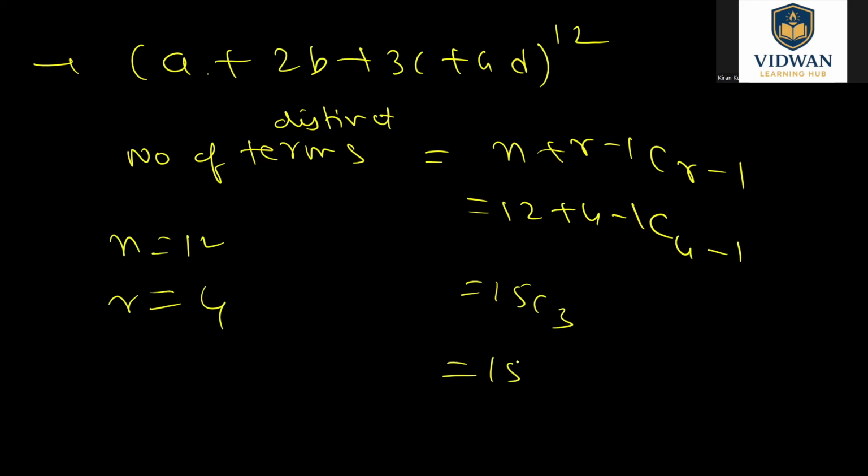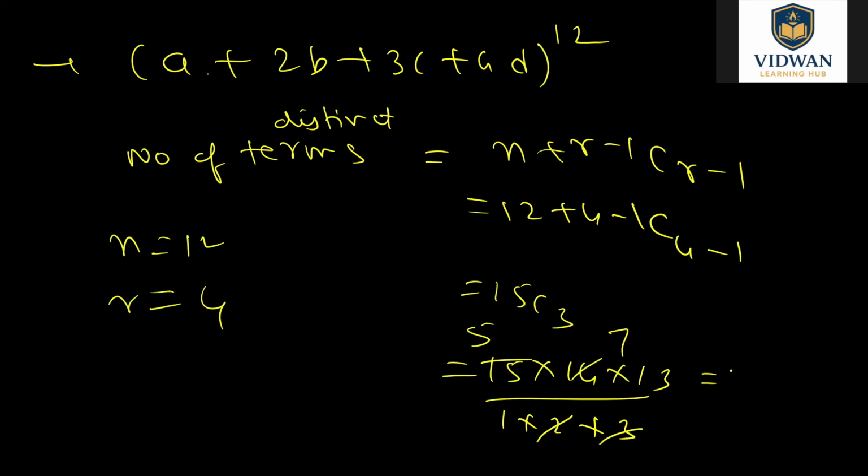What is 15C3? Same as 15 into 14 into 13 by 1 into 2 into 3. So 2 you can cancel 7 times, 3 you can cancel 5 times. So 5 into, yeah, 455. So you can write down number of terms like this, distinct terms. Okay, I hope all of you are clear with it.